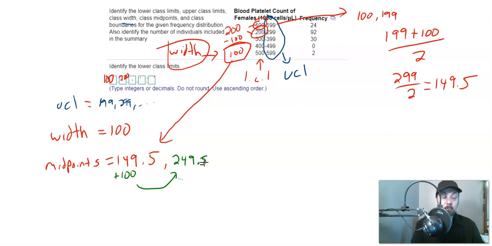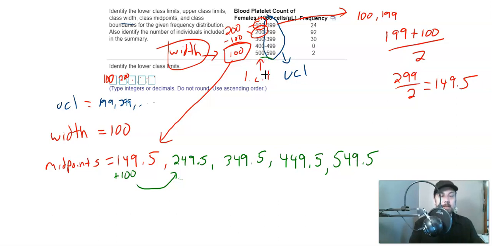I chose my example in the video so that the class width was an easy number. It was 10, but they're doing that in the homework for you as well. Then add 100 again gives me 349.5. That's the next class midpoint. Add 100 again, we get 449.5. And add 100 again, we get 549.5. And that's where we stop because that's the last class. If we added 100 again, we'd get 649. There's no class for those particular values. So that's the end of that.